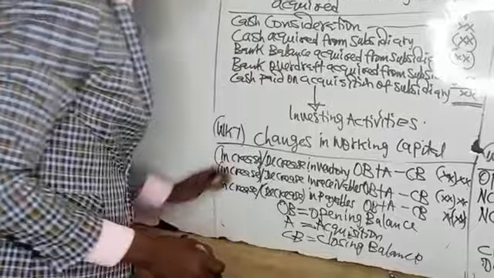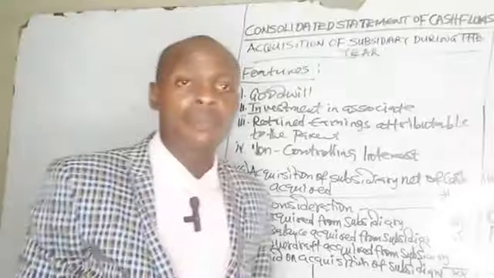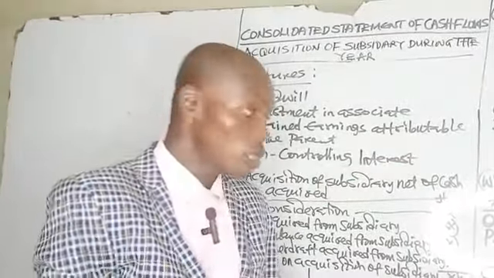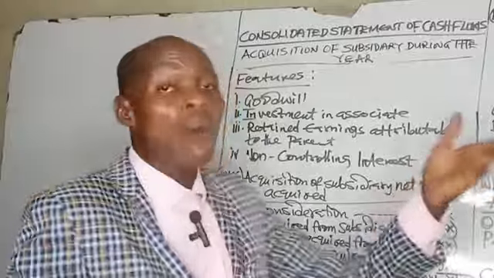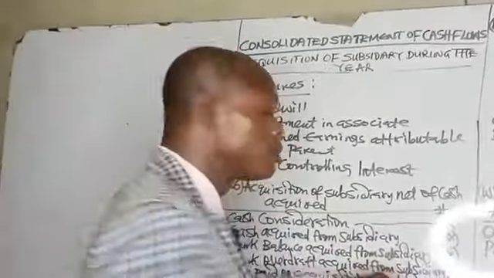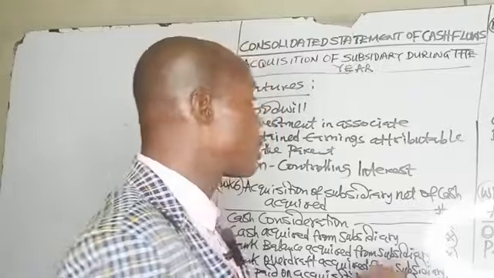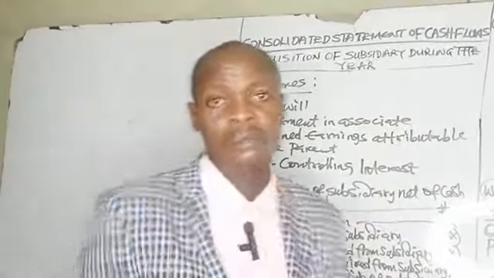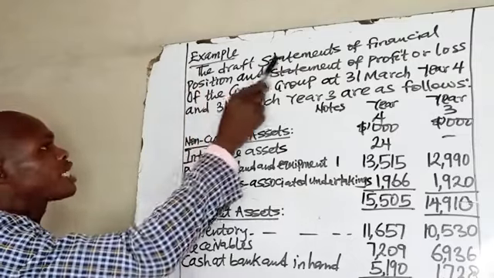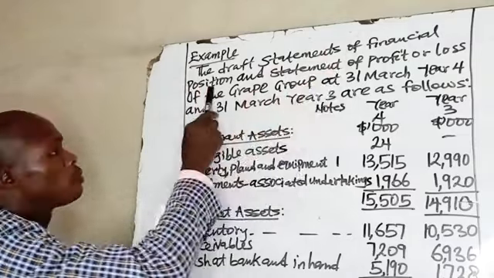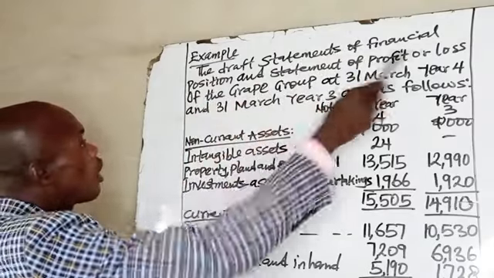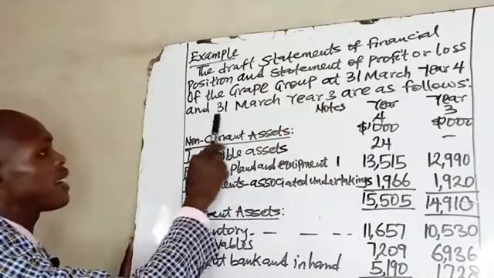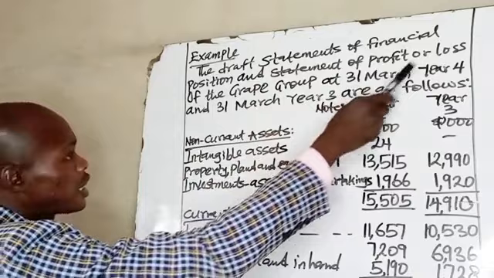I will now repeat the format for the preparation of statement of cash flows, since that has been given in the cash flows of a single entity. Other workings not shown here have been done in the statement of cash flows of a single entity. I want to take a worked example. Keep watching. Example: the draft statements of financial position and statement of profit or loss of the Grape Group at 31st March year 4 and 31st March year 3 are as follows.